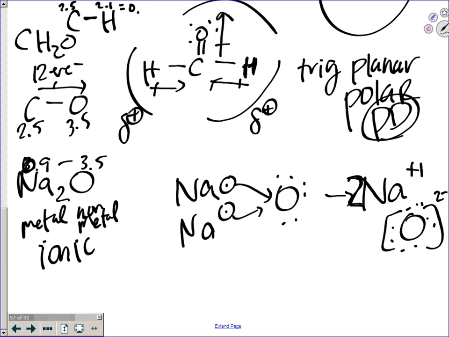2.1, so the difference is 0.4, which is in the polar covalent realm. So I draw an arrow, the dipole moment, pointing towards the carbon to show the push of electrons towards carbon, meaning there's a lack of electrons out here, and a lack of electrons out here. So that's why I'm calling this partial positive, because there's a lack of electrons.